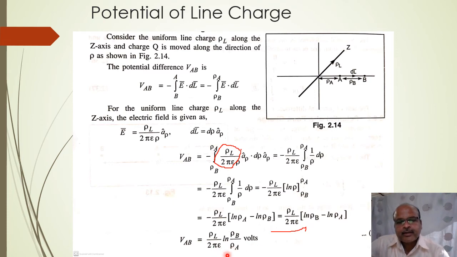So in the exam, they can ask you to derive the potential of an infinite line charge. For an infinite line charge, we have the electric field intensity E equal to this equation. So it is an easy derivation for 6 marks. You can get 6 marks by solving this derivation.